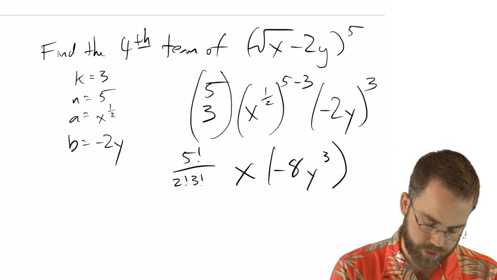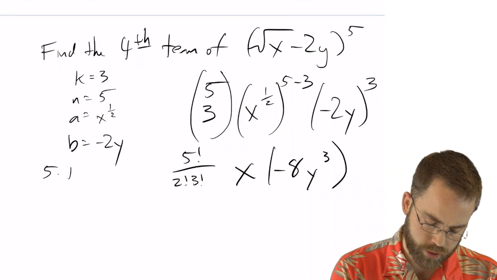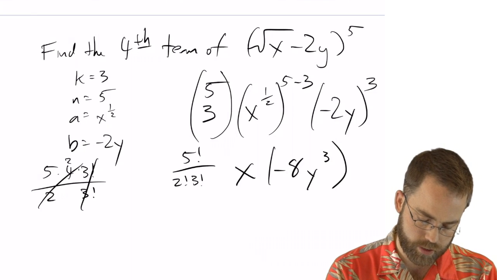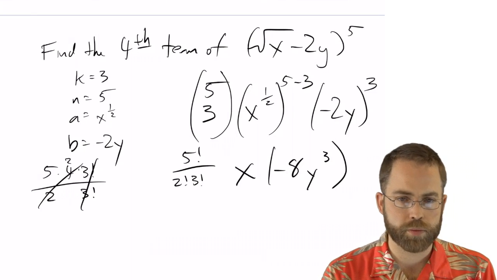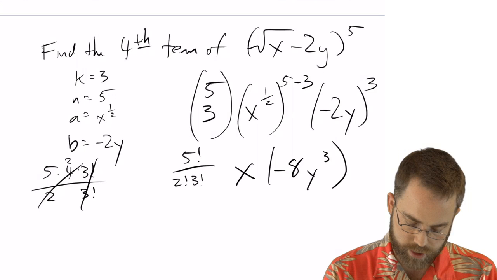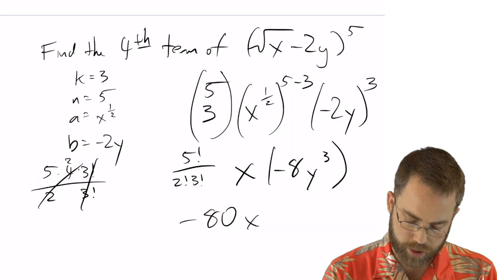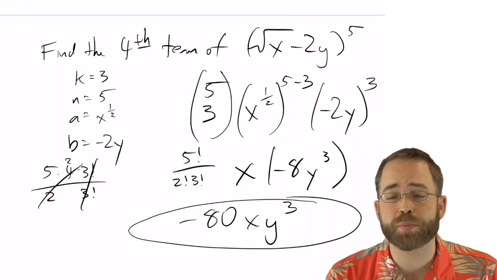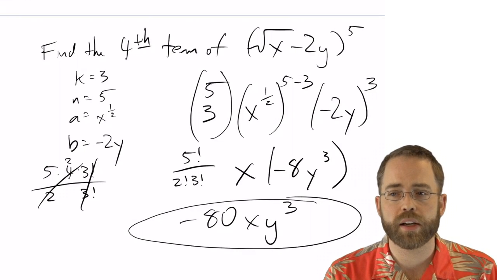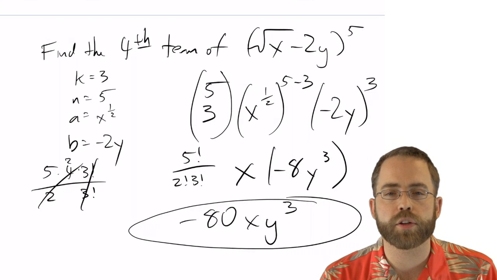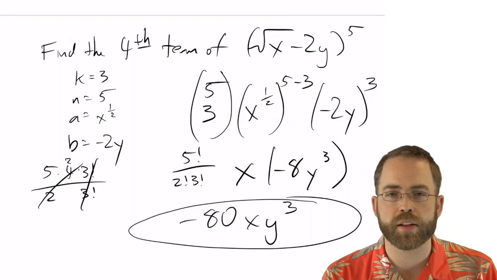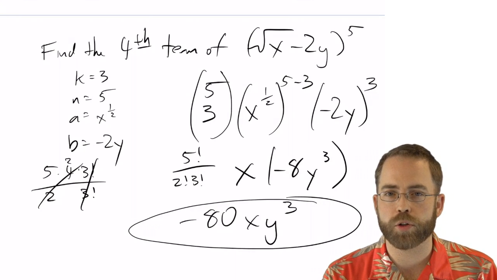All right, so what is 5 factorial? It's 5, 4, 3 factorial, which will cancel with that 3 factorial, and a 2. And so that's 2, so that's 10. Okay, so 10 times negative 8 is negative 80xy cubed. So rather than having to expand that whole possibility of all those different terms and get the huge x to the 5th equation, we can just find the 4th term in the list, jump to it with the binomial theorem.